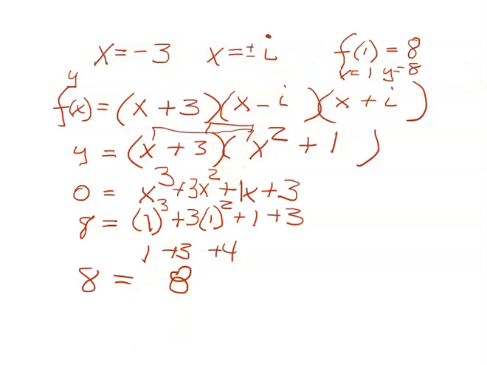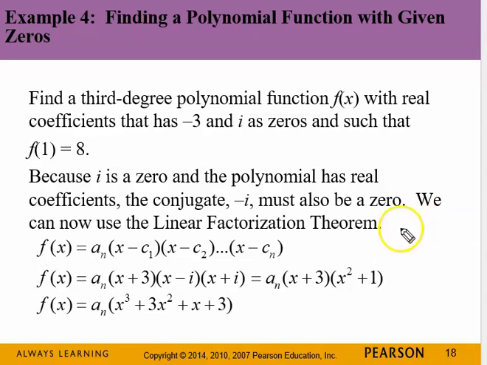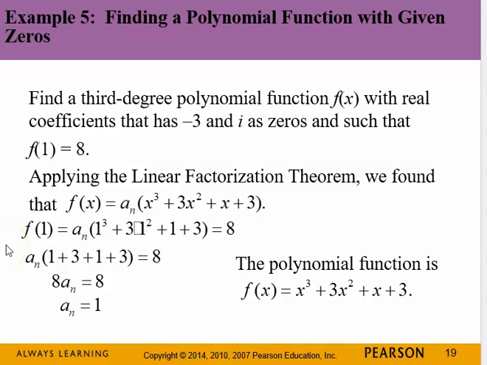And let's now take a look at the book as to what they're showing here and clear this up. And they got this far, which is what we did here. And then they're going to substitute the 1 for the x and the 8 for the y, and they show it here that it checks out, and our a sub n is equal to 1.